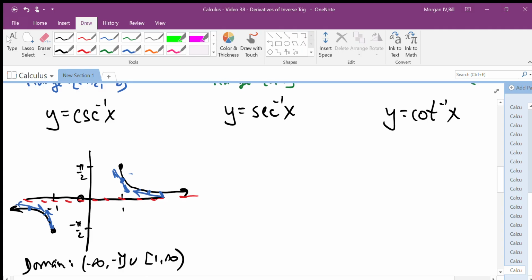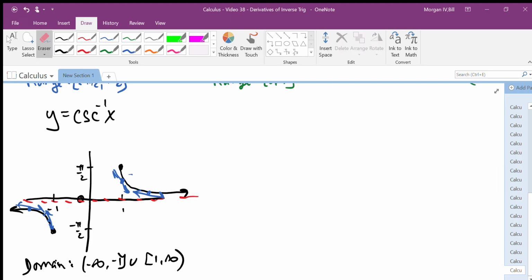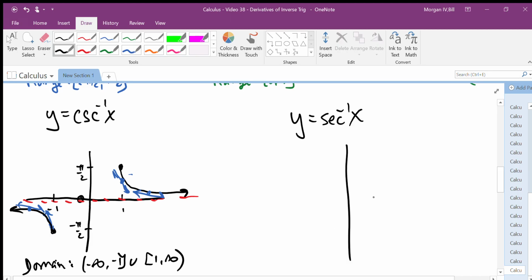Okay, let's do inverse secant. Running out of room here, so maybe I'll do this just to give myself a little bit more room. Hopefully I left myself enough room. Y equals inverse secant of x. Same idea. Negative pi over 2 there, pi over 2 there, pi here, 1 and negative 1.